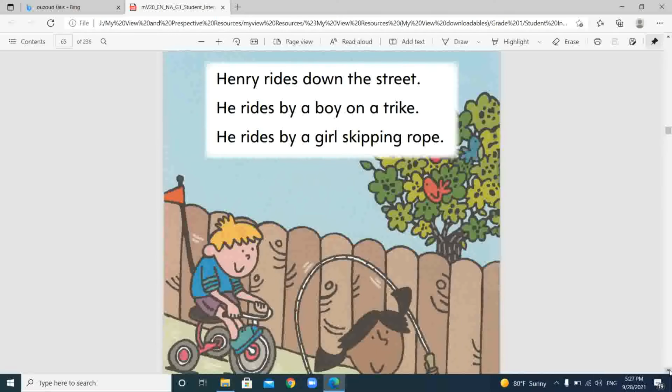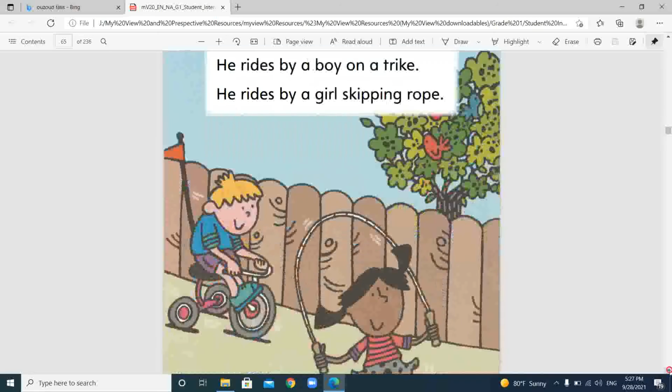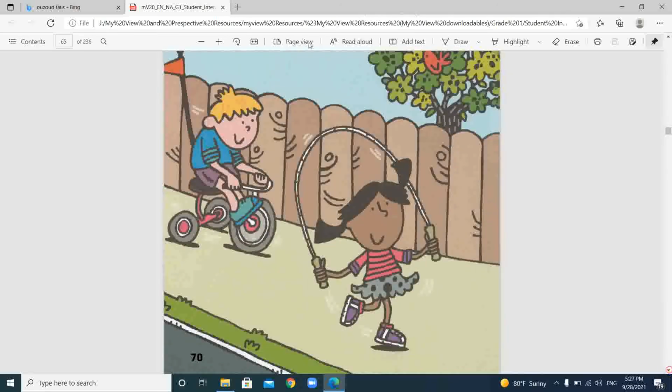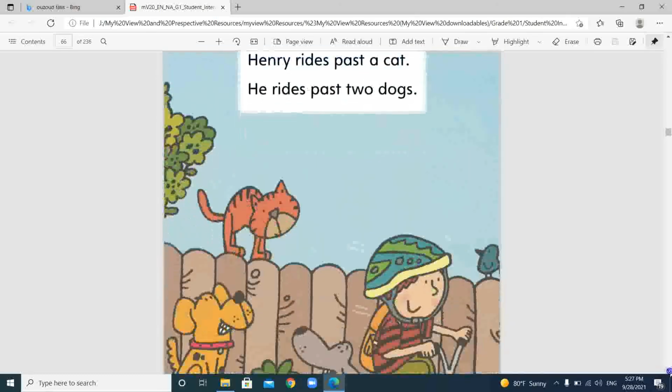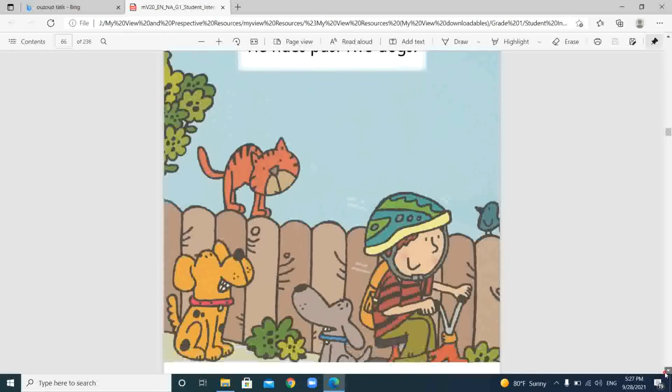What else does he see? He sees a girl skipping a rope. Here, this is a girl skipping a rope. Page 71. Henry rides past a cat. He rides past 2 dogs. So while he's riding, he goes by or he passes a cat and he passes 2 dogs.